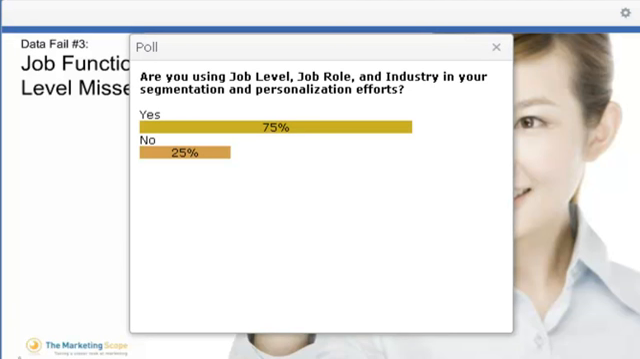Awesome, I sure am. It looks like most of you guys are using those fields, which is awesome. But it looks like about 1 in 4 of you guys aren't, which is a big problem. So let's talk about this a little bit. If there's one set of fields that's most important to making this work, it's job function and job level. These are critical for things like lead scoring to make that work, for putting people in the right nurturing tracks, and for being able to segment well.